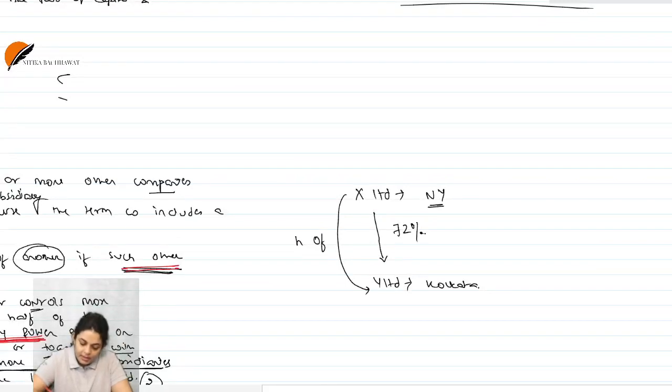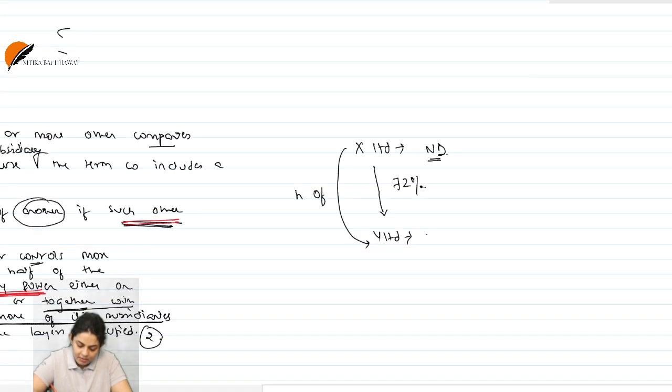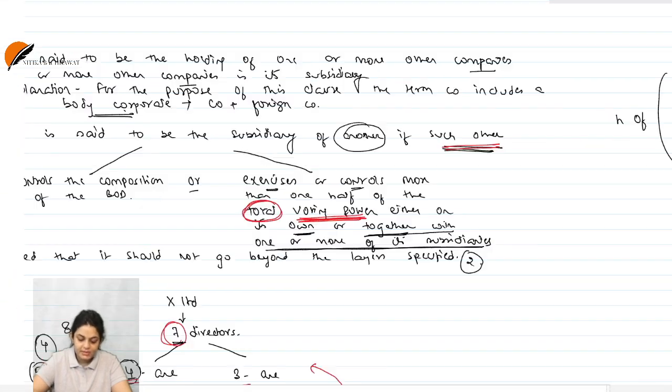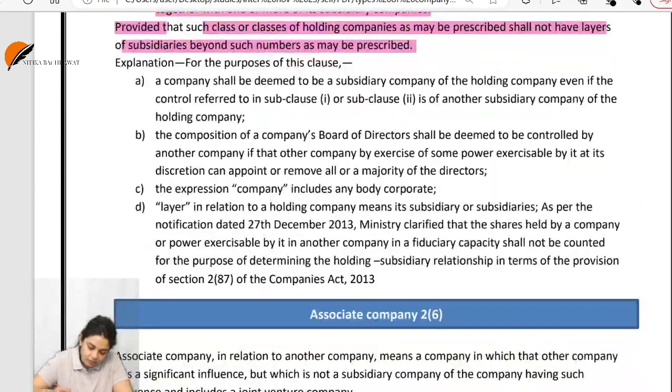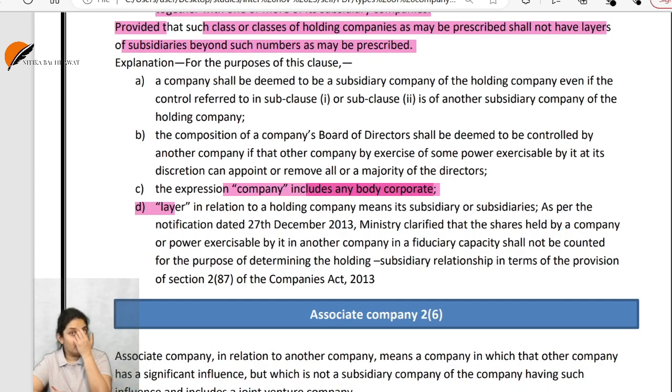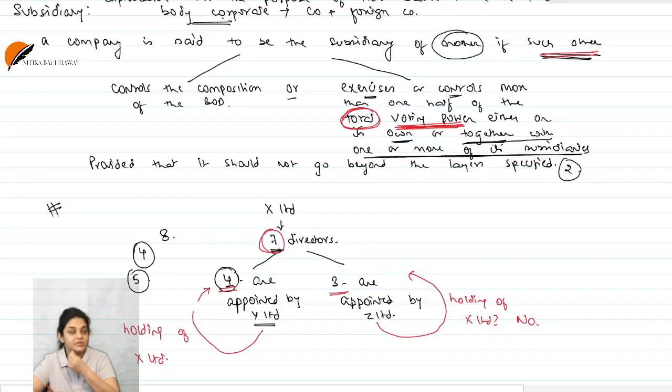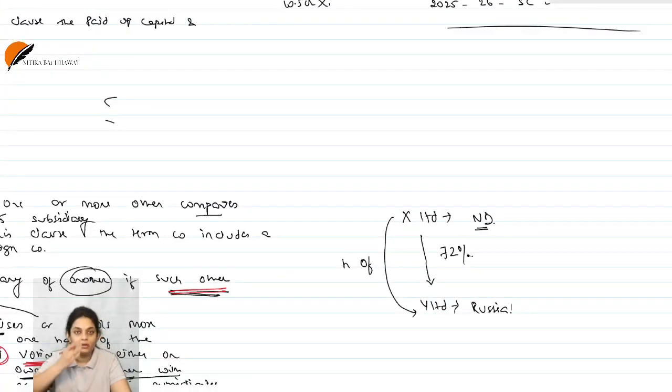So Y Limited, is it the holding? Yes. Now let's say X Limited is in Delhi only, but this Y Limited is in Russia. Okay. Is it still holding subsidiary? Yes, the same clause has been added even to the definition of subsidiary. The term company includes a body corporate. So either the holding or the subsidiary, anyone can be foreign, right? Anyone can be foreign. Now let's say X Limited is in New York and Y Limited is in Russia.